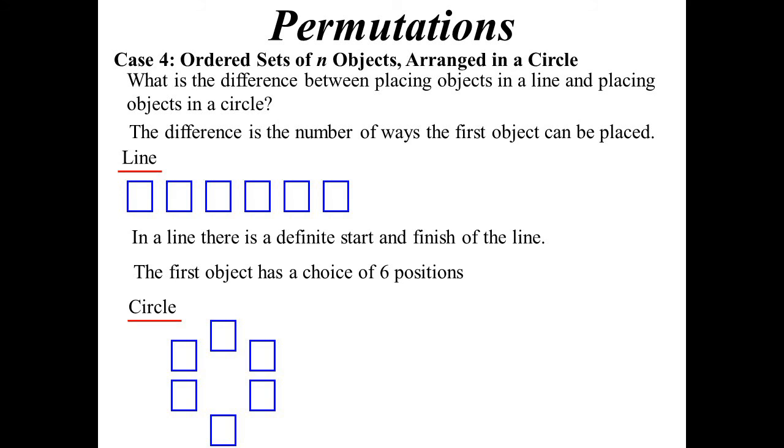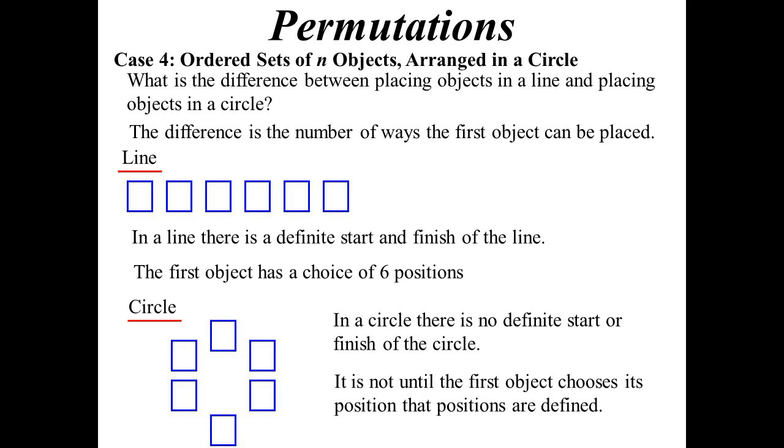Now when I have a circle, it changes. Because it's a circle, there is no definite starting point or finishing point. So I can't say, oh, that's position 1, that's position 2, and so on. So the first object actually only has one choice, and that is to be placed in a circle. Because it does not matter where I place it, because I could always rotate the circle and it would then be in a different spot. So the first object has a spot.